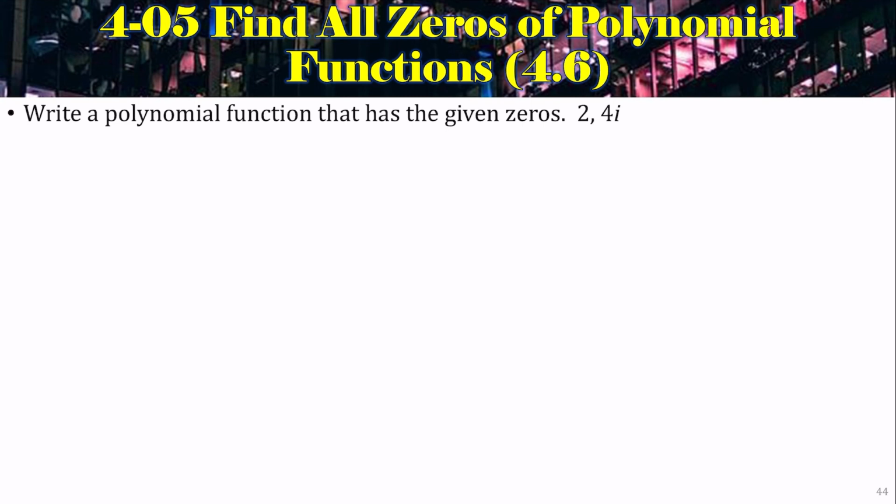Okay, let's write a function that has these zeros. So we're going to do that by just putting x minus each of the zeros. However, we have this imaginary zero, 4i. Its complex conjugate, so this would be like 0 plus 4i, 0 minus 4i, or just negative 4i, is also a zero because the imaginary zeros come in pairs. So x minus negative 4i is x plus 4i.